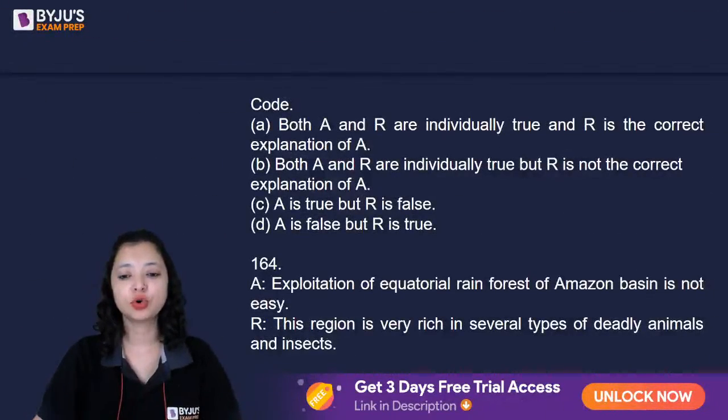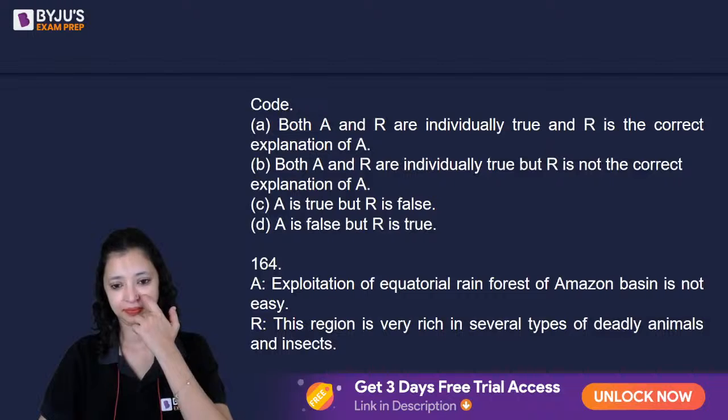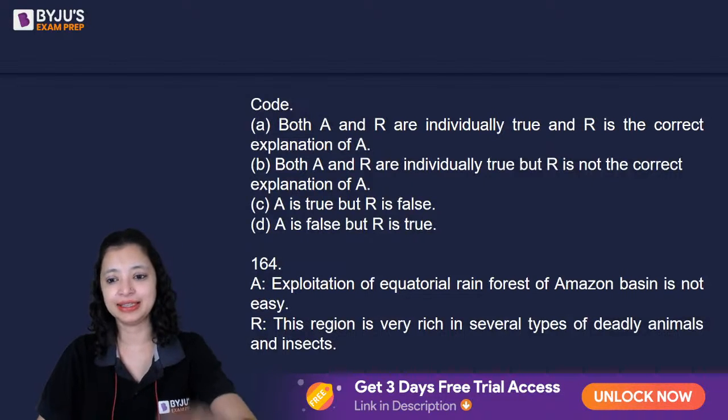Exploitation of equatorial rainforest in Amazon basin is not easy. This region is very rich in several types of deadly animals and insects. क्या होगा आंसर? Exploitation of equatorial rainforest of Amazon basin is not easy. This region is very rich in several types of deadly animals and insects.